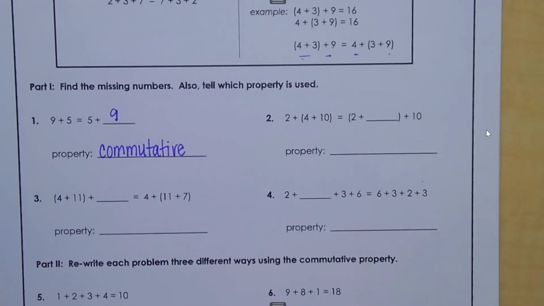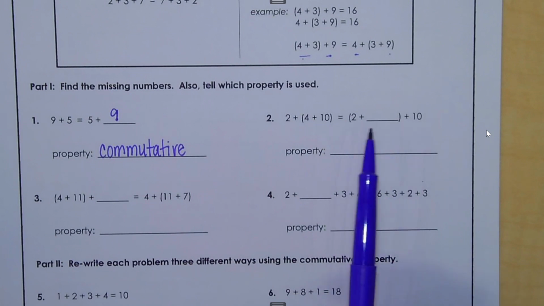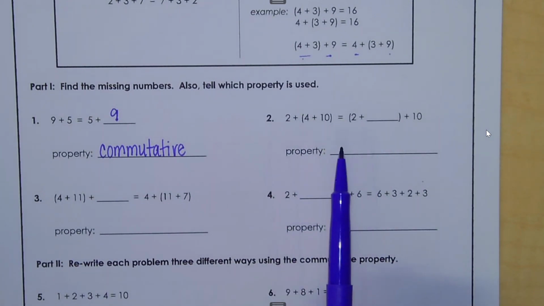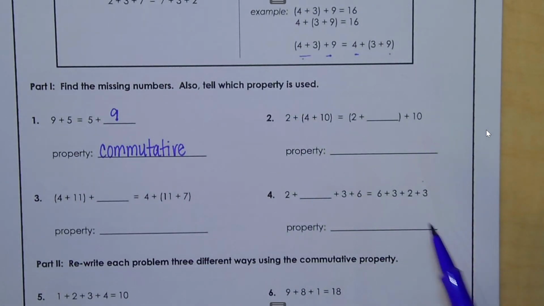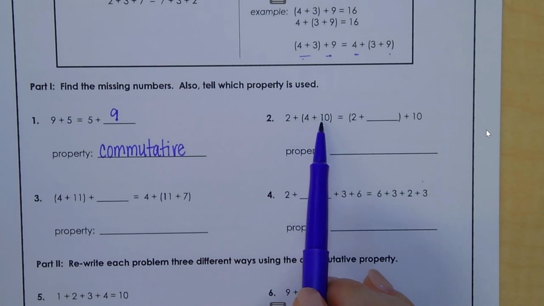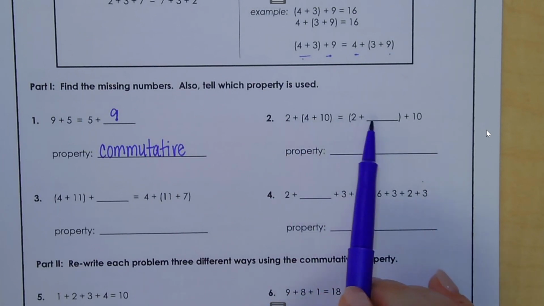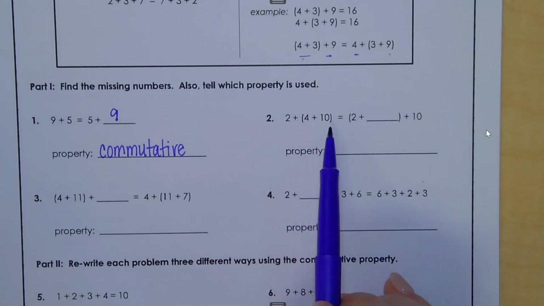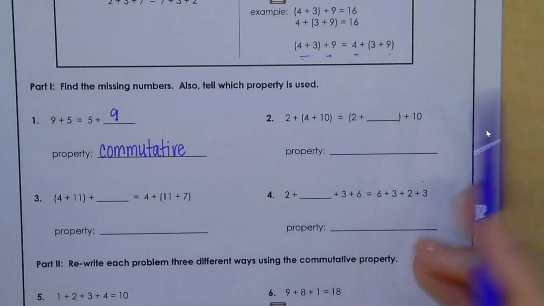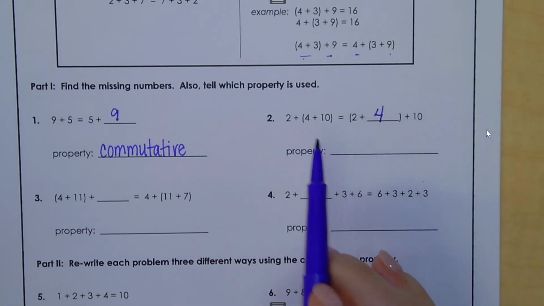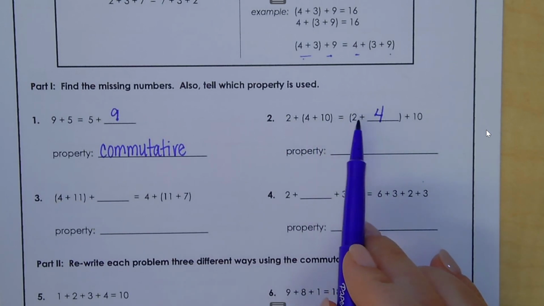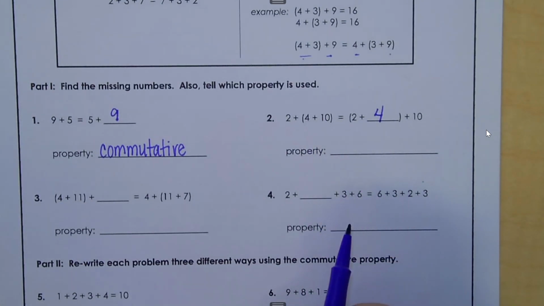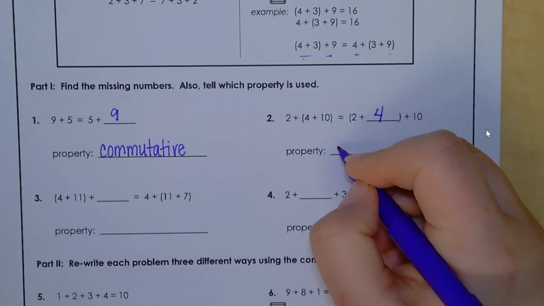Now, number 2. You can already see there's parentheses, which tells you that certain add-ins have been grouped together. And that should already give you a clue as to which property is being used. So here we have 4 plus 10 plus 2 equals 2 plus blank plus 10. So notice I have the 2, I have the 10, I'm missing the 4. So instead of grouping the 4 plus 10, on this side they grouped the 2 plus 4, but the sum will not change, so they are equivalent, and the property that is used in this problem is the associative property.